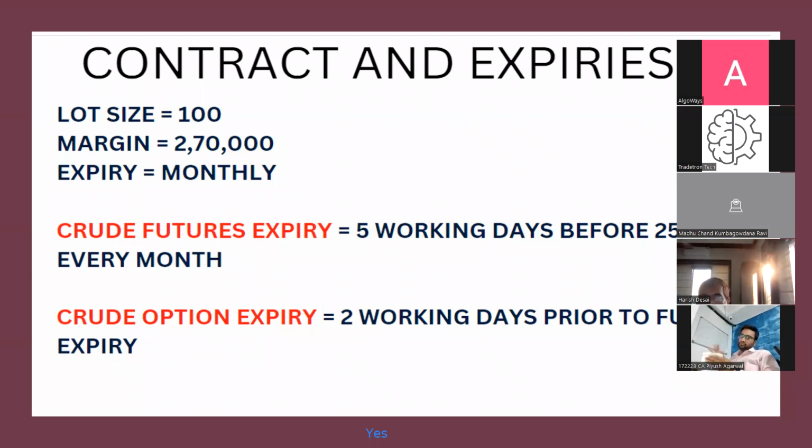So 25 minus 5 working days comes to 19th. And then the option expiry, which is important to us for our trading, is 2 working days prior to the future expiry. So 19th was the future expiry. Then there were 2 holidays, Saturday and Sunday, before 19th. And that is why the expiry of options happened to be on 15th in case of December.